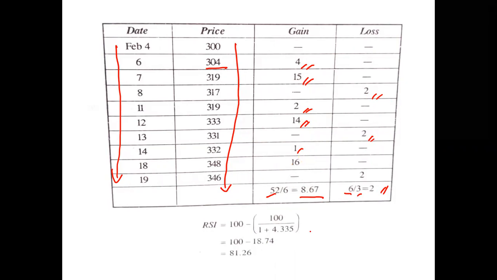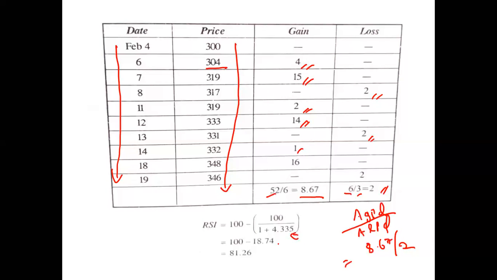Now calculating the RSI. The formula used is 100 minus 100 divided by 1 plus 4.335. The 4.335 is calculated with the RS formula, which is the average gain per day divided by the average loss per day. That was 8.67 divided by 2, so we got 4.335. Putting it in the formula, 100 divided by 5.335 gives 18.74, and 100 minus that is 81.26. This is how it is calculated.